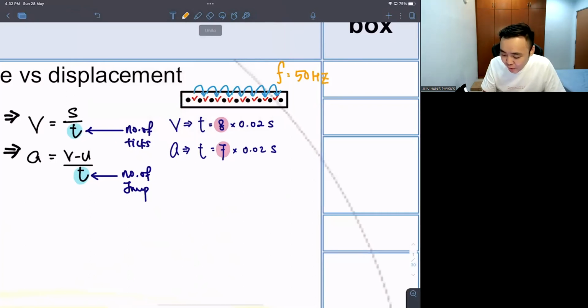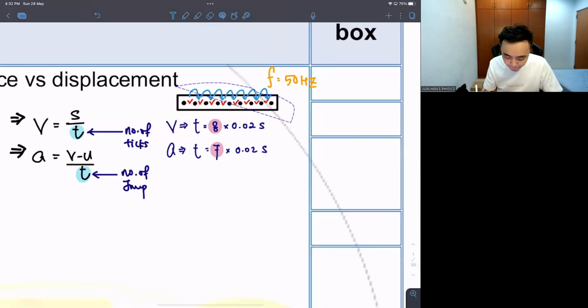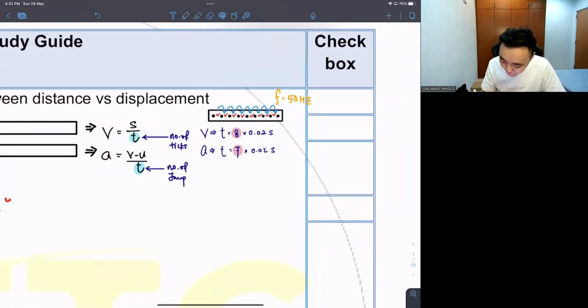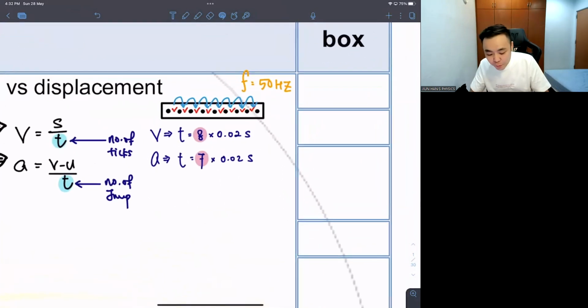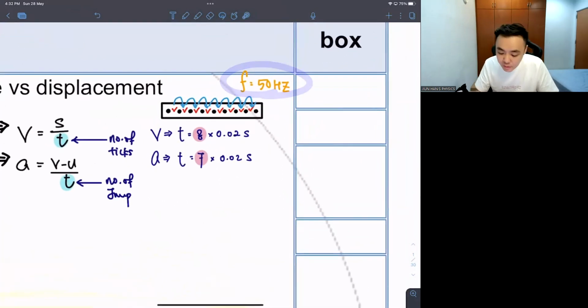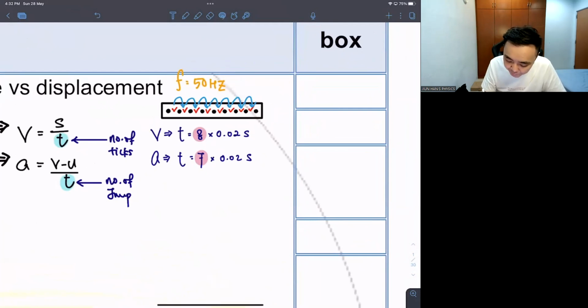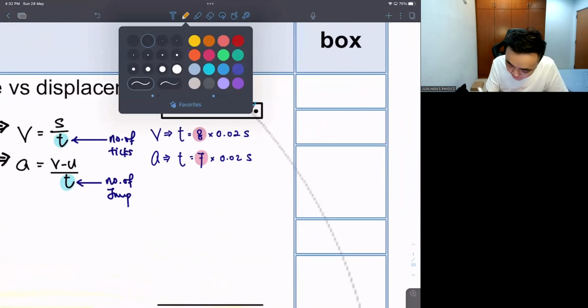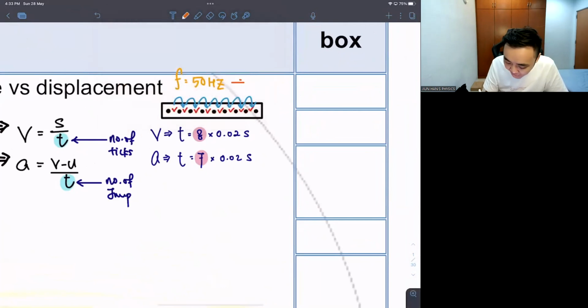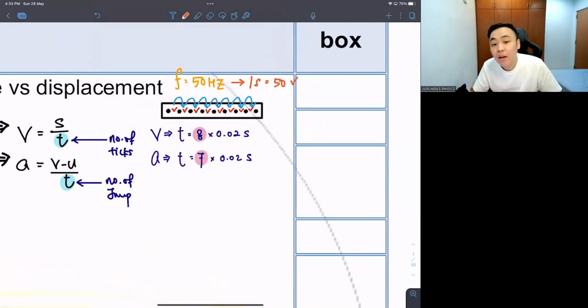Ticker tape, normally they give you this frequency thing. Do you remember? They will say, hey, the frequency is 50 hertz. Seen this before? What does it mean by 50 hertz? I explained this one to you, right? 50 hertz means in 1 second, you are going to produce 50 ticks. In 1 second.